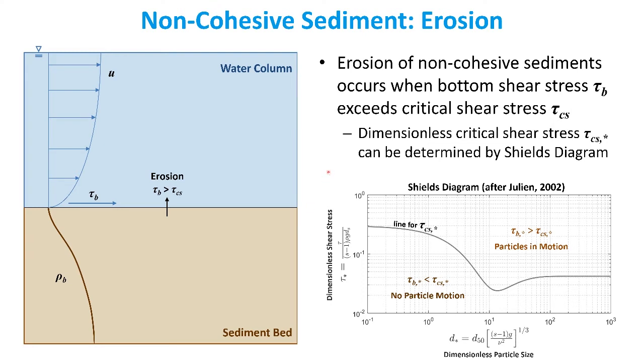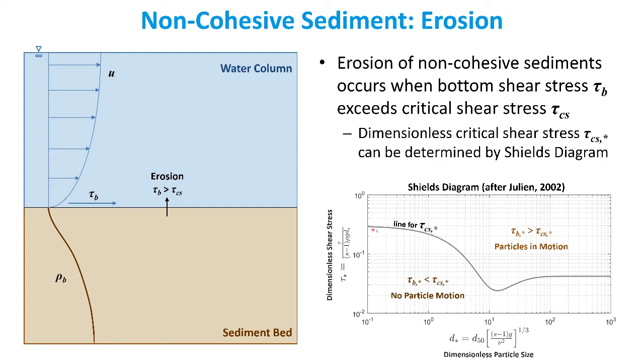Erosion of non-cohesive sediments occurs when bottom shear stress tau B exceeds the critical shear stress tau CS. For the cohesive sediments, we put its critical shear stress as a model parameter, but for the non-cohesive sediments, we can calculate this critical shear stress value based on some reference diagram. To compute the critical shear stress for non-cohesive sediment, we can use the Shields diagram that describes the dimensionless critical shear stress tau CS star as a function of dimensionless particle size d star.